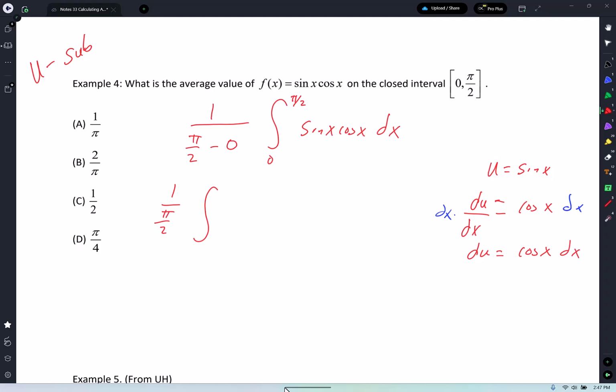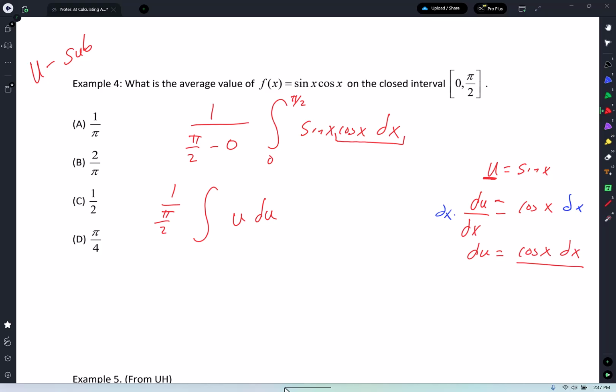So I'm going to substitute. And this is, I'm getting ahead of myself here, guys, but this is what we're going to do tomorrow. See that cosine x dx? That's just du now. And then sine x is just what? U. So I'm going to write u du.